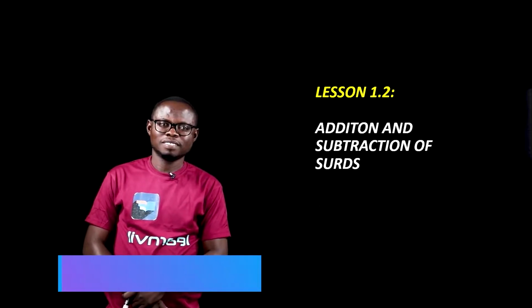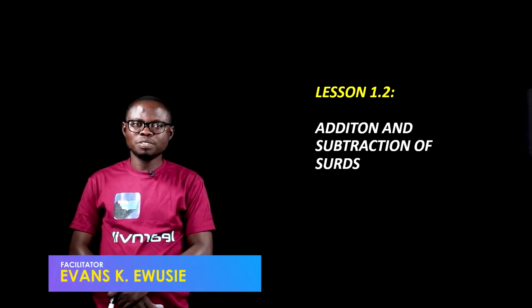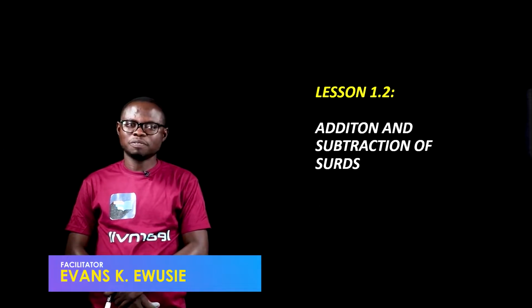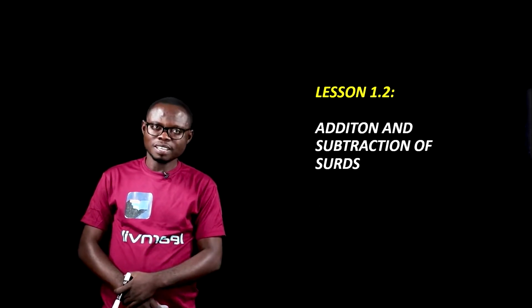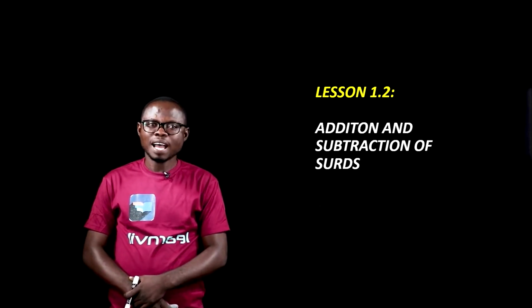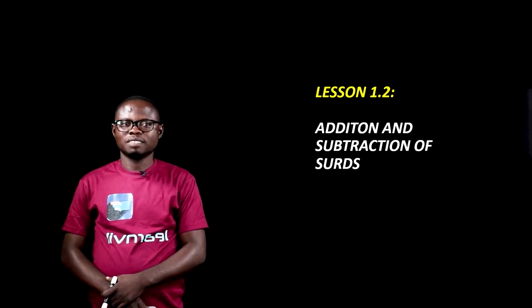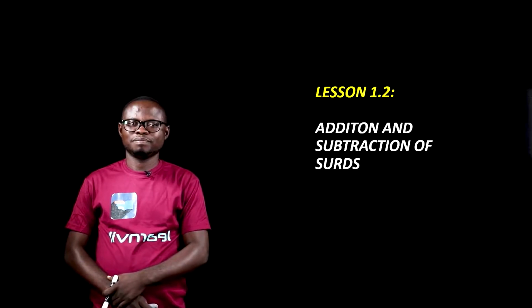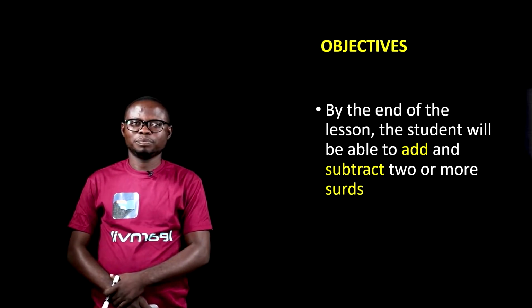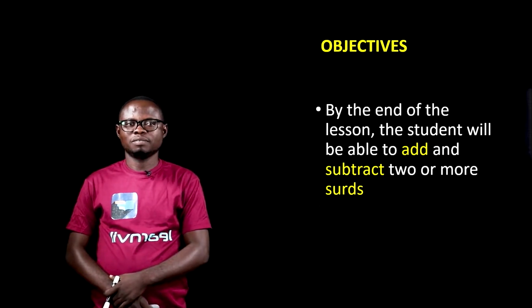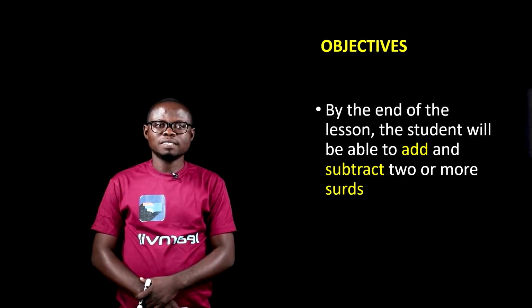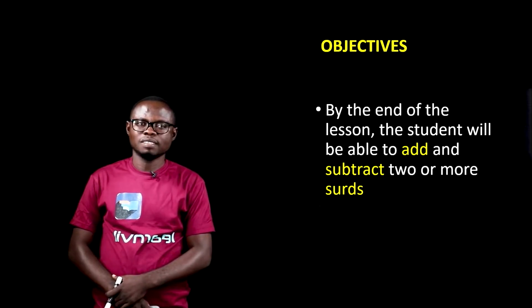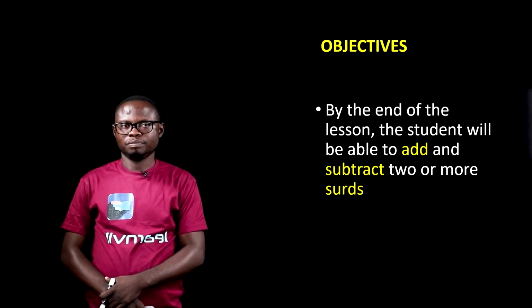Previous lesson, we learned to reduce given surds to their simplest form. In this lesson, we will learn to add and subtract surds. Objectives: by the end of the lesson, you will be able to add and subtract two or more surds that are like.